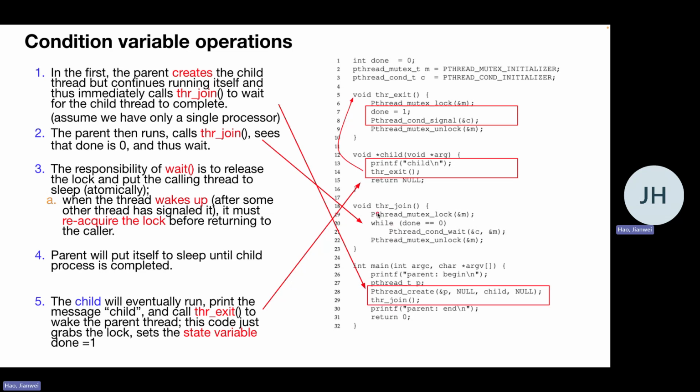And in this code, the child thread is defined. It simply prints the string child, then exits. And for the exit part, it changes the done value to 1. That means the parent thread keeps checking the done value. Then if it finds done is 1, it will move forward to finish this function.